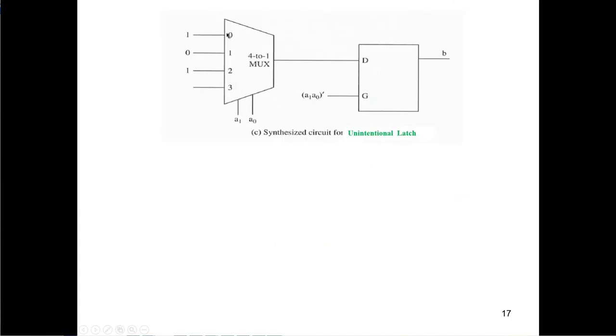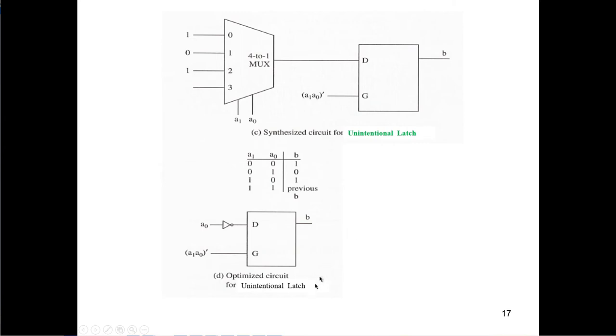All right. So you have the 3 cases here, 0, 1, and 2. But for 3, you don't specify anything. And for that, then, you close the gate and you hold the previous value for B. So when you get this, you can see how it's going to mess up the output you're expecting.